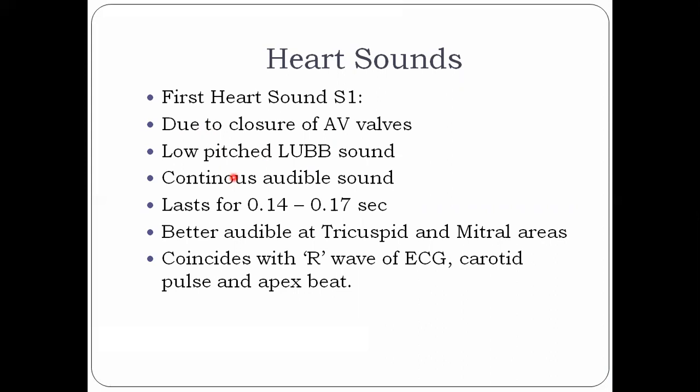Now what is the type of sound? We can hear the sound continuously and it's very audible, not like the third and the fourth heart sounds. So it's a continuous audible sound. What is its duration? It lasts for around 0.14 to 0.17 seconds. Where can we hear the first heart sound? It is audible all over the chest, but we can hear it better over the tricuspid and the mitral valves. What does this first heart sound coincide with? It coincides with the R wave of the ECG, the carotid pulse, and the apex beat.